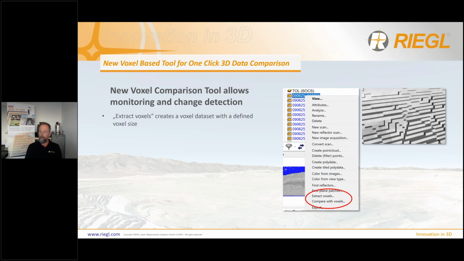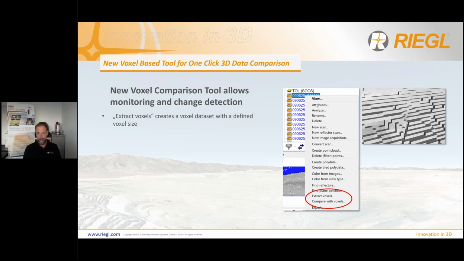Of course, we could already do surface comparisons over the years, but this was always in combination with a lot of post-processing. So we have a scan, we have to filter that scan, we have to create a polydata object. Thereafter, we have to create a mesh, which means triangulating this polydata object. And once we have two different meshes, we can compare them to each other. So a lot of post-processing steps to get a comparison. But now, with this new voxel comparison tool, we can do it with only 2 mouse clicks.